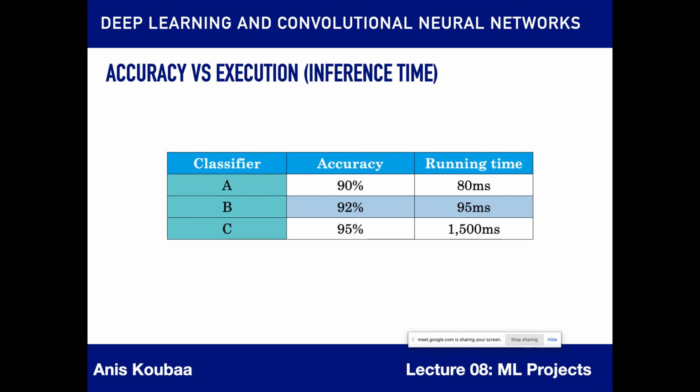Okay, so another thing that you also have to take into account when you develop a deep learning project is the execution time versus the accuracy. Now imagine that you have three classifiers, classifier A, classifier B, and classifier C. A gives you 90% accuracy, and the execution time is 80 milliseconds. Whereas classifier B gives you 92% accuracy, and the running time is 95 milliseconds. And classifier C gives you 95% accuracy, but it spans one second and a half for the inference. So in this case, which one are you going to use?